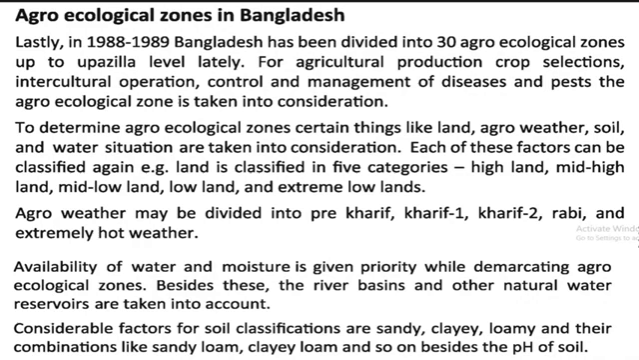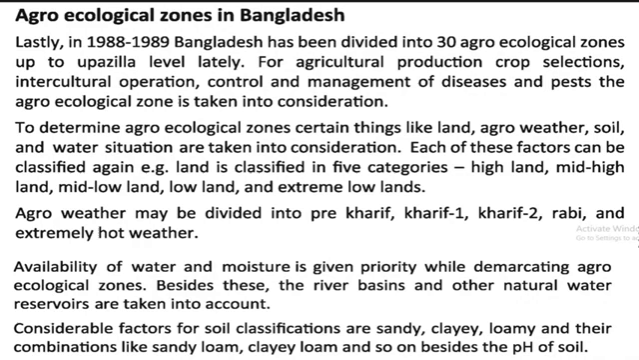For agriculture production, crop selection, intercultural operations, and control and management of disease and pest, the agroecological zone is taken into consideration. On an area basis there are different types of disease and insect attacks, so agroecological zones are taken into consideration.